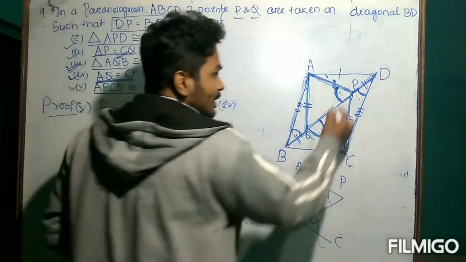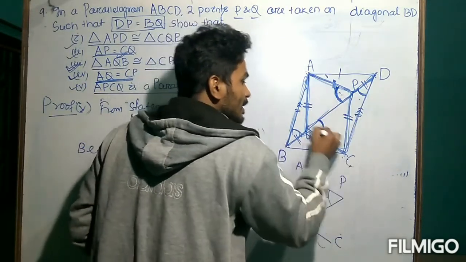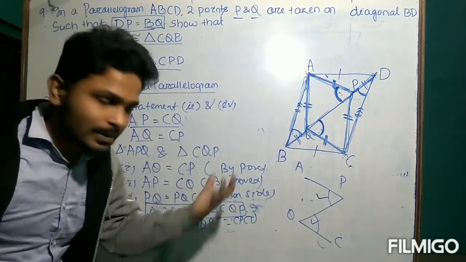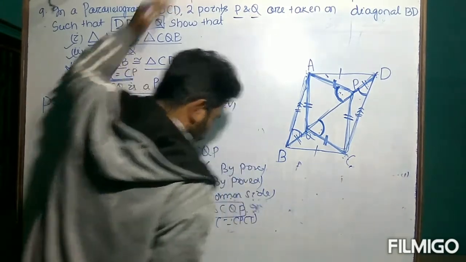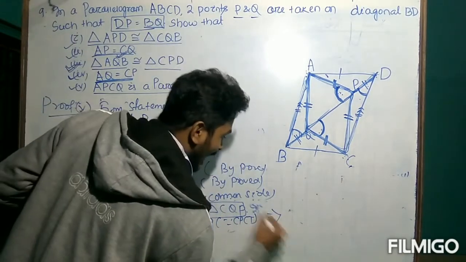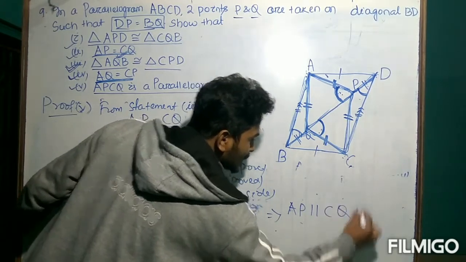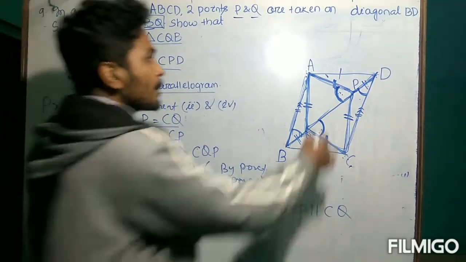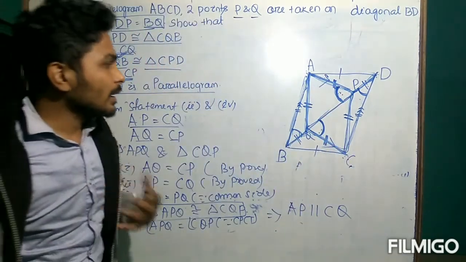So what we can write here? Since this angle is equal to this angle and they are alternate interior, so we can write AP is equal to CQ. Sorry, AP parallel to CQ. Okay. So what we can write? We can write hence implies AP parallel to CQ. Clear? So this side must be parallel to this side. Done. Next.